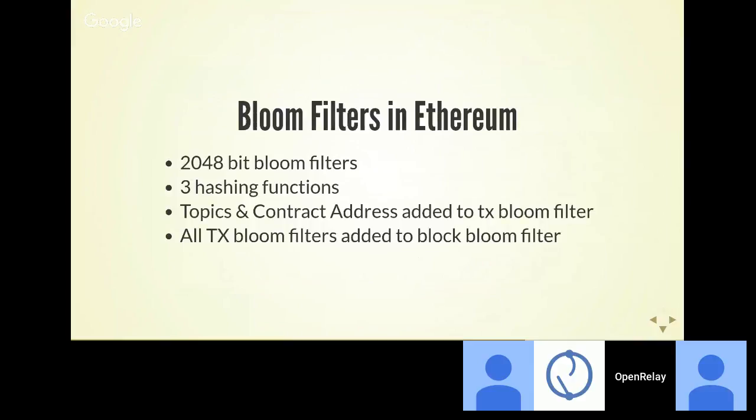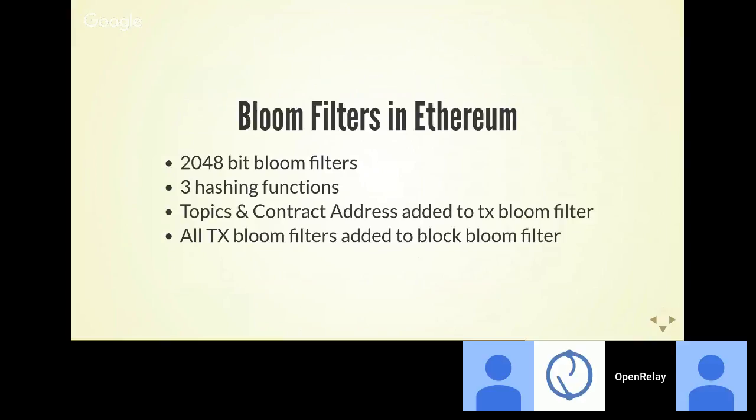So bloom filters in Ethereum: every bloom filter in the Ethereum system is a 2048-bit bloom filter. And those bloom filters use 3 hashing functions. So every item that gets stored into a bloom filter is going to be hashed 3 times and take up 3 bits.